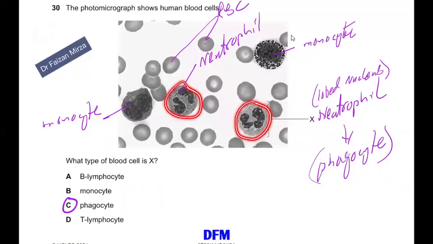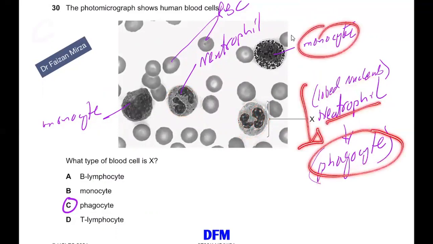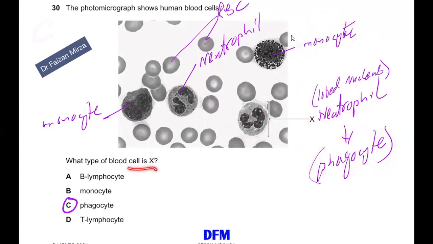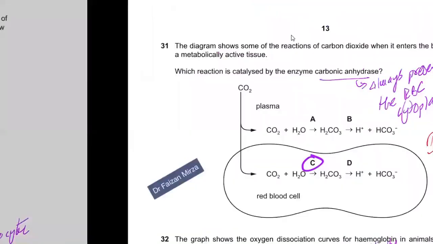This is a neutrophil. How do we know it's a neutrophil? Because it's having a lobed nucleus. You can see that the nucleus is lobed. And if it's a lobed nucleus, this must be a phagocyte. A neutrophil is a phagocyte, we know. Monocyte is also a phagocyte. So what type of blood cell is X? Is it a B lymphocyte? It's a monocyte. Is it a T lymphocyte? No, it's just a phagocyte.